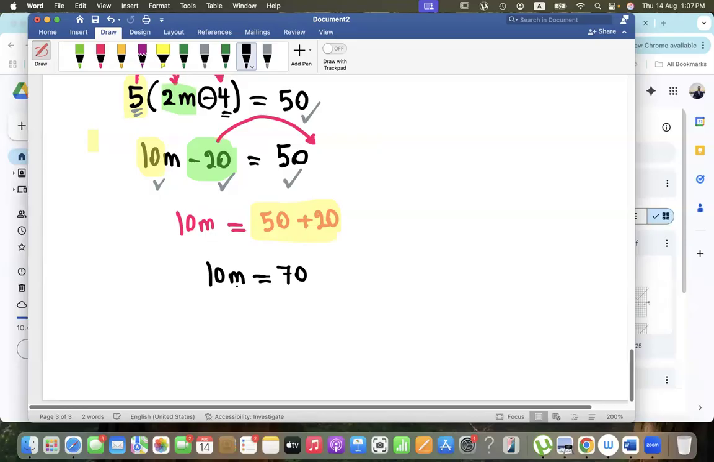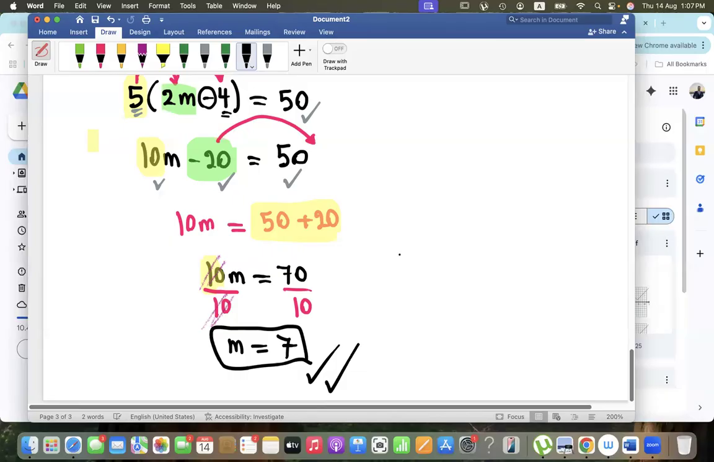And now what should I do with the 10m? I need to get rid of the 10. Is it added, subtracted, or multiplied? 10m means 10 multiplied by m. So that's why I'll do division by 10 on both sides. Divide by 10 gives me just m, and 70 divided by 10 is just 7. So the answer of this equation is m equals 7.